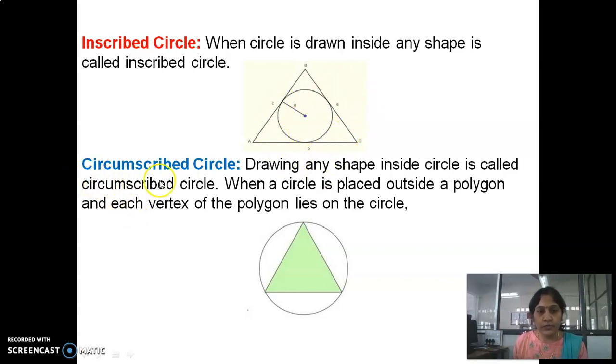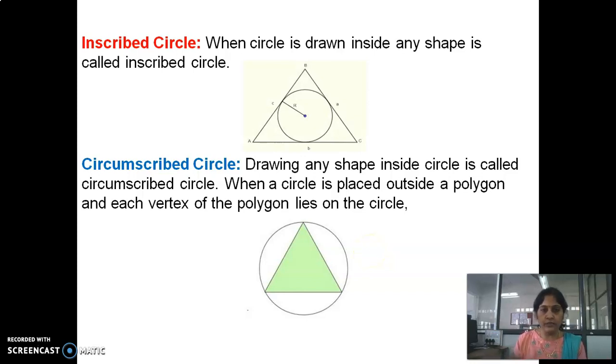In a similar way, what is meant by a circumscribed circle? This is the outside circle drawn around any shape. Here I have taken a triangle such that the coordinates or vertices of that shape must lie on the outer circle. So that is called a circumscribed circle. Here I have drawn the triangle, but you can draw any shape such that the vertices of that shape fall on the outer circle. So that is called a circumscribed circle. That is, we are drawing the shape inside the circle.